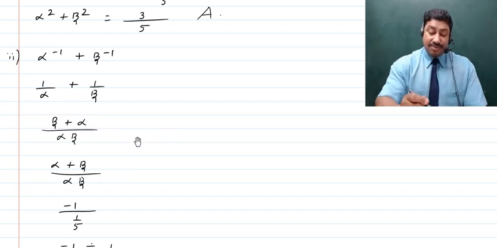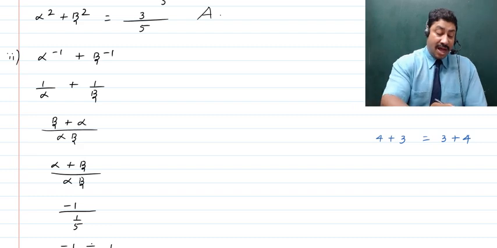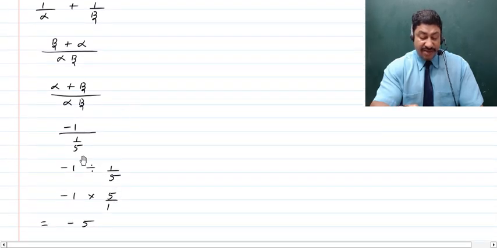Now as you know, beta plus alpha is the same as alpha plus beta, because addition of numbers is commutative. For that matter, if we talk about 4 plus 3, we know that that is going to become equal to 3 plus 4, right? That is, the order becomes unimportant when we talk about addition. Thus beta plus alpha can be written as alpha plus beta. We have the value of alpha plus beta as minus 1 that we can substitute, and the value of alpha beta to be equal to 1 upon 5 that we can substitute.